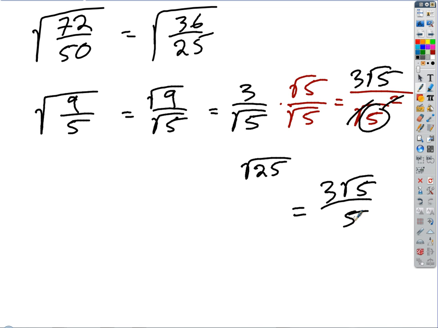Like if that were a 6 on the bottom, for example, 3 over 6 could be reduced, but it can't this time. Now, why is that better? It's a good question. Why can't we leave a square root on the bottom? You ought to be able to, honestly. This is kind of a relic. This is an old math, almost a custom, but we do it.